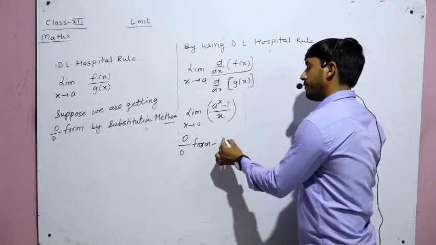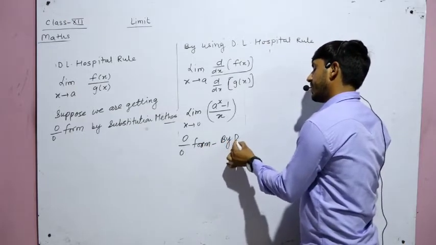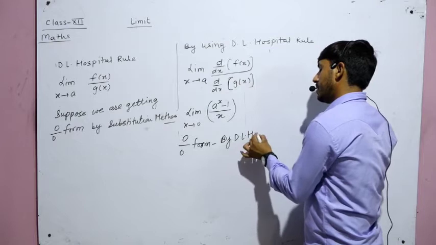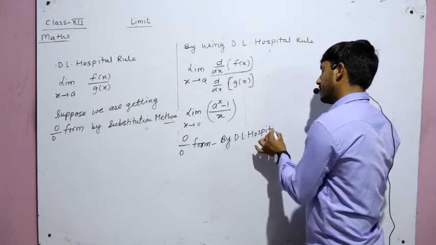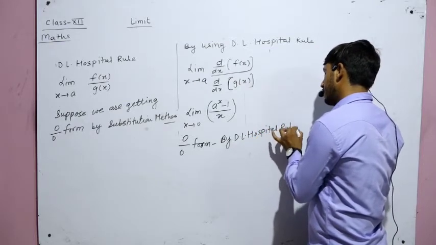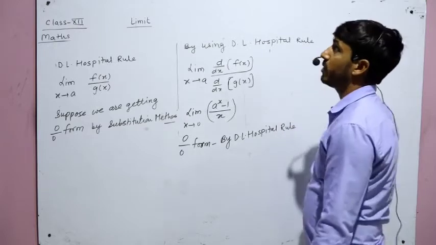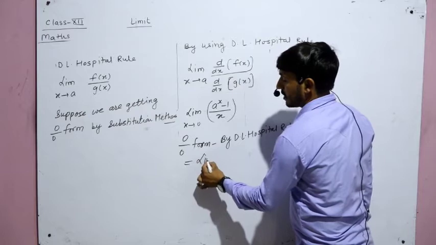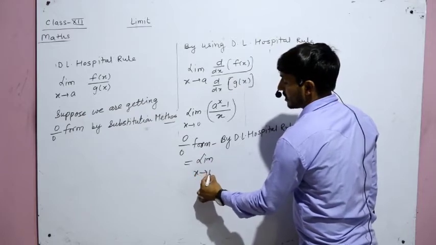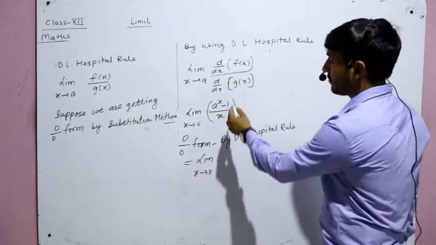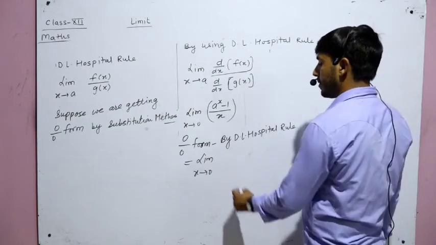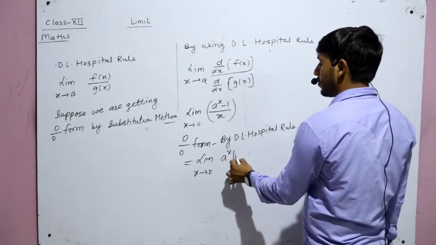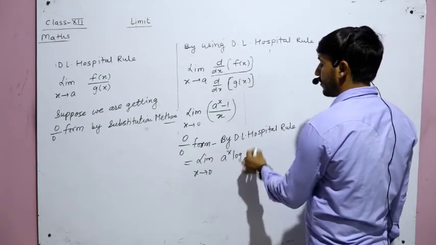Okay. Then by the L'Hospital rule, we have to differentiate the given function, limit x tends to 0. And what is the differentiation of a to power x? We have to remember it as a to power x into log e of a.